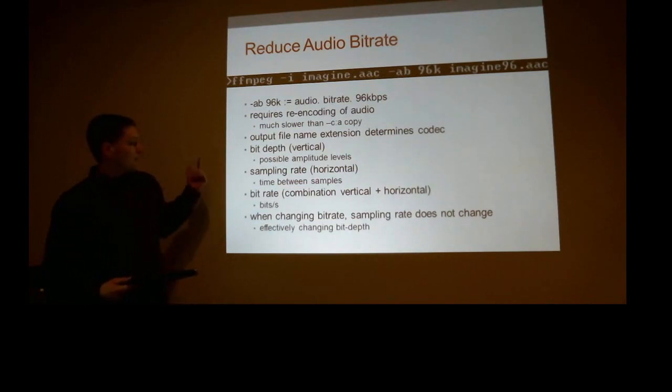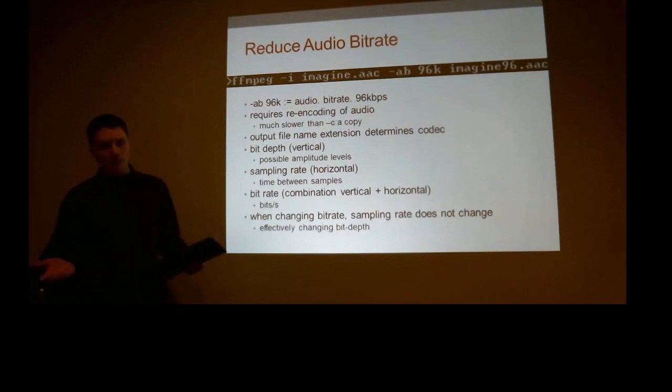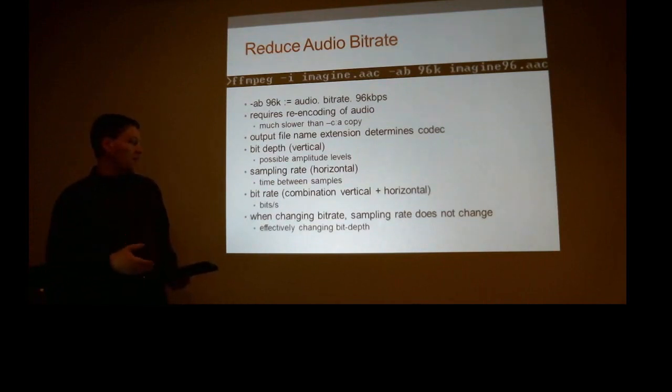Bit rate, bit depth, and sampling rate sometimes are confusing to people. So if you imagine bringing up this audio stream in something like Audacity, where you can see the time amplitude plot, your bit depth would be the number of possible values on the vertical axis. Your sampling rate would be the time between samples on the horizontal axis. And then the bit rate is the combination of bit depth and sampling rate. So effectively, we're changing the bit depth because FFmpeg won't change the sampling rate.